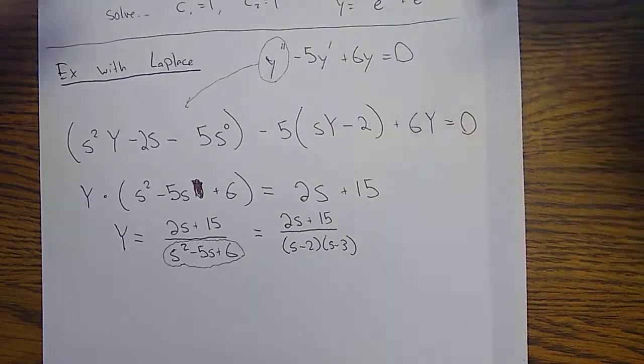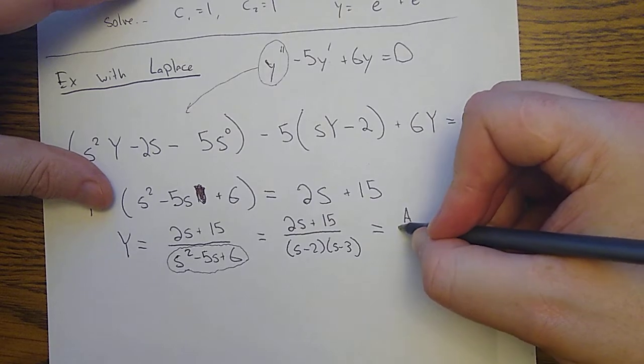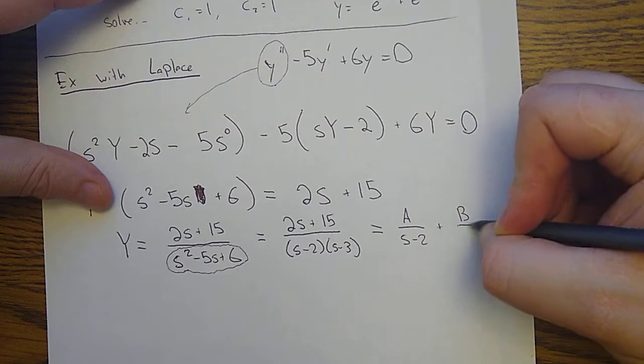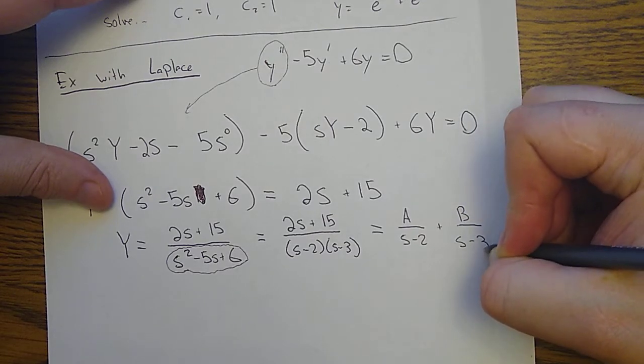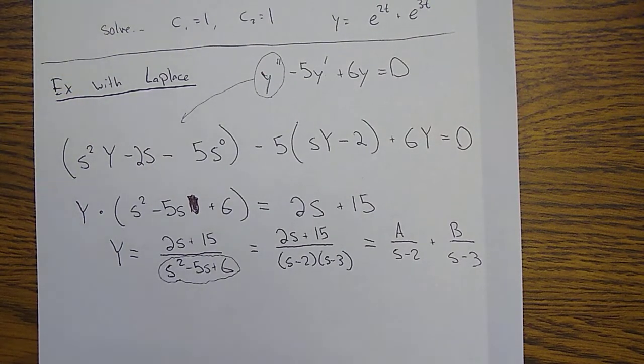Anyway, we do it, and I would set this equal to a over s minus 2 plus b over s minus 3. Have I made a mistake? Well, let's see. I'll just keep going.